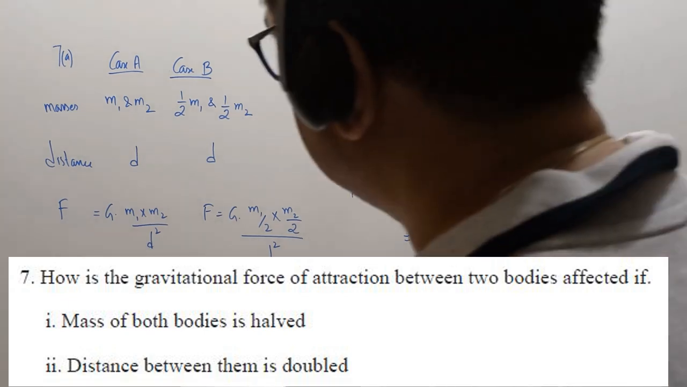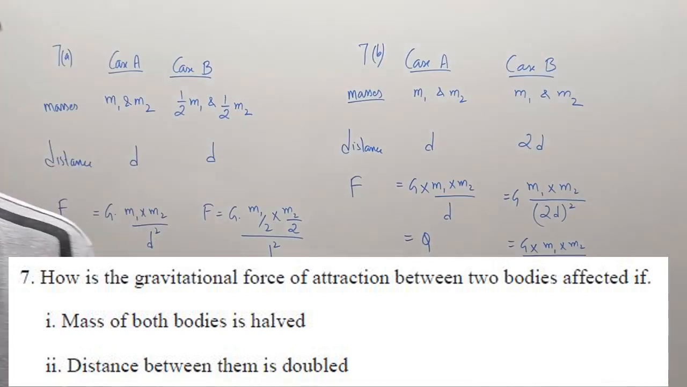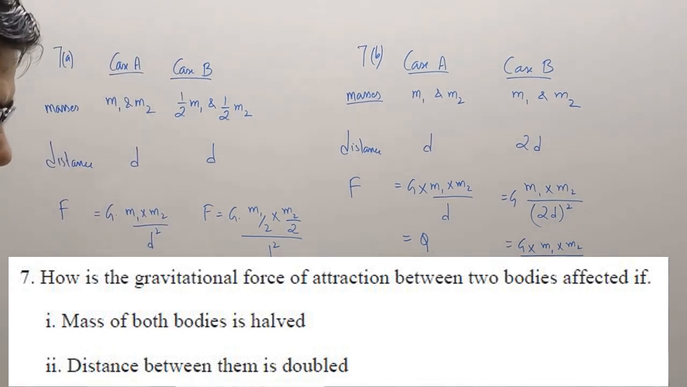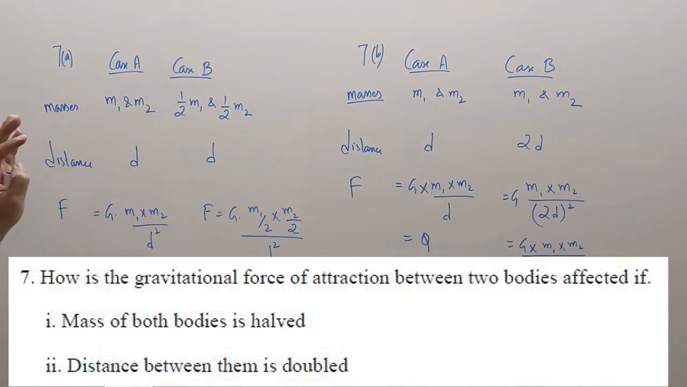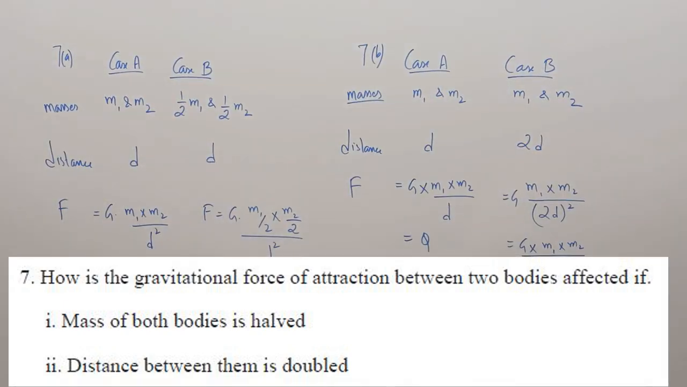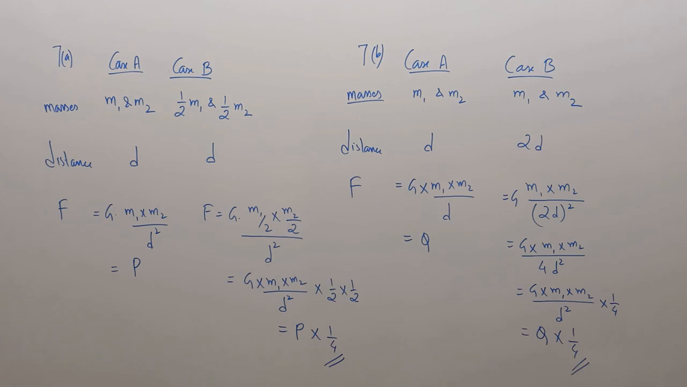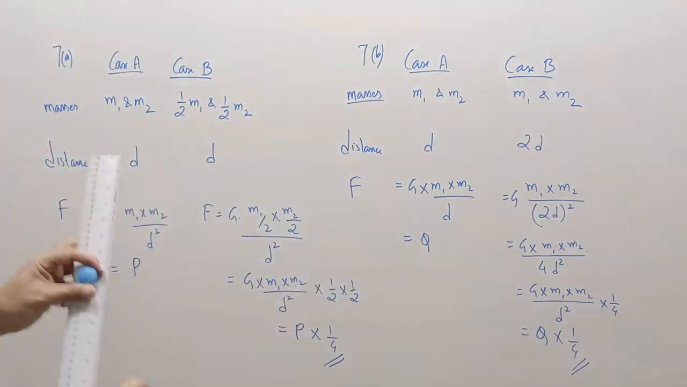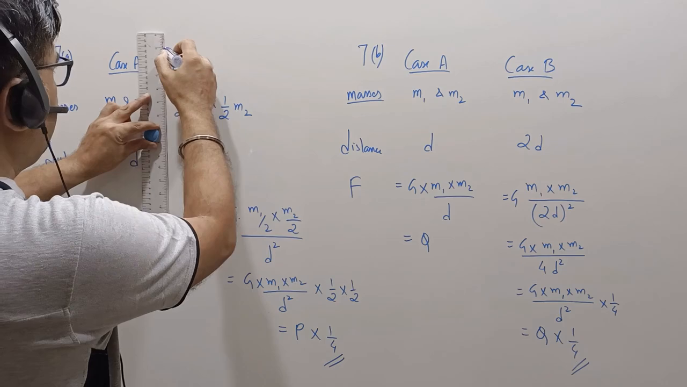Alright, so question number 7, you may have a look at the question. How is the gravitational force of attraction between two bodies affected if the mass of both bodies is halved? I recommend solving these questions this way. Make two cases. It gives you a clear picture of what we are doing and what we might be missing. This is very clear in terms of how we are proceeding with things. So I recommend doing two cases, case A and case B.